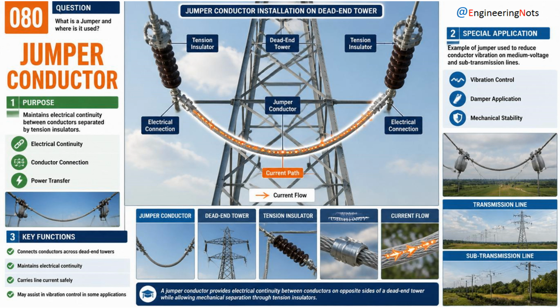Question 80. What is a jumper and where is it used? A jumper is a flexible conductor used to provide electrical continuity between conductors located on opposite sides of a dead-end tower. Because the conductors are mechanically separated by tension insulators, the jumper allows electrical current to continue flowing through the transmission line. In some applications, particularly on lower voltage transmission and sub-transmission lines, jumper arrangements may also help reduce conductor vibration. In summary, a jumper is a conductor used to electrically connect line conductors across dead-end towers while maintaining mechanical separation.